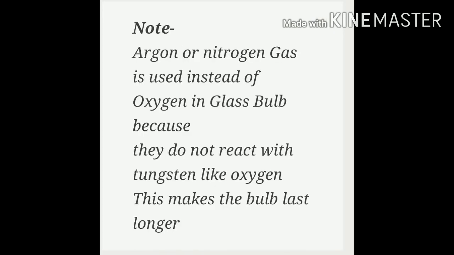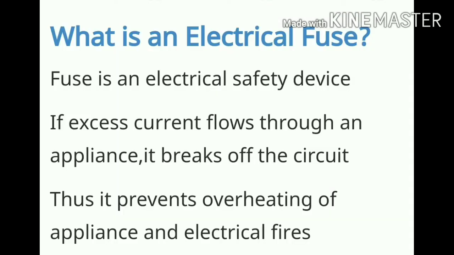And why is argon or nitrogen gas filled inside the bulb? It is because these do not react with tungsten metal. The next important device that works on heating effect is the electric fuse. An electric fuse is a safety device as it protects all the electrical appliances from high voltage of electric current.